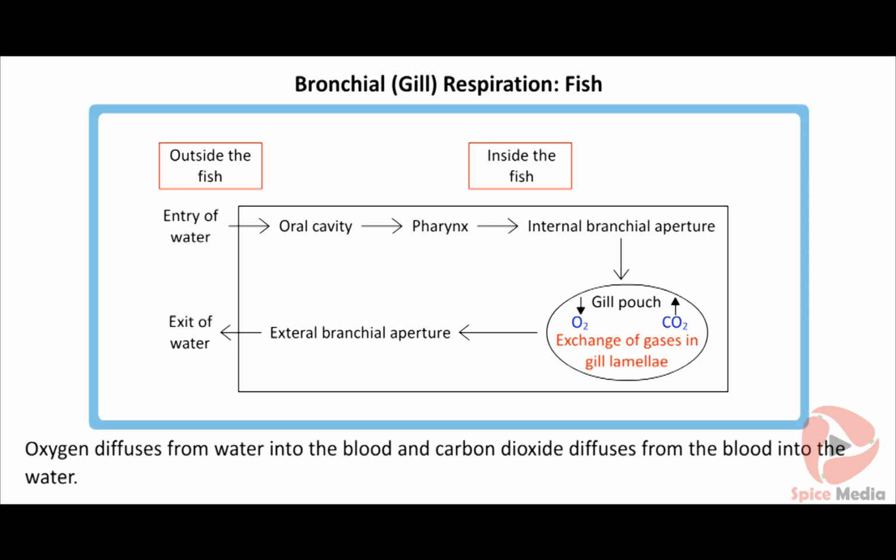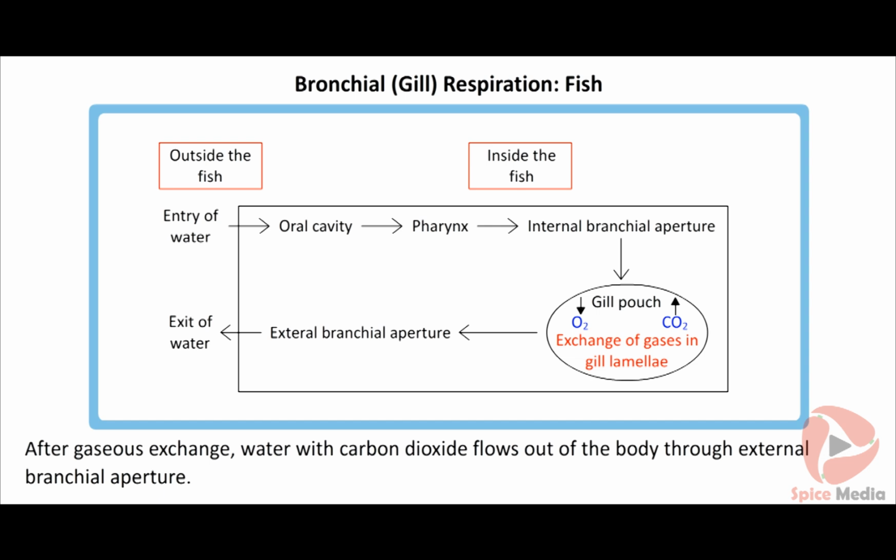Oxygen diffuses from water into the blood and carbon dioxide diffuses from the blood into the water. After gaseous exchange, water along with the carbon dioxide flows out of the body through the external branchial aperture.